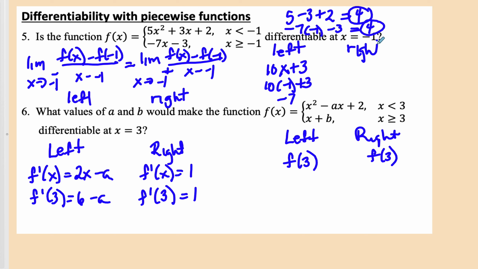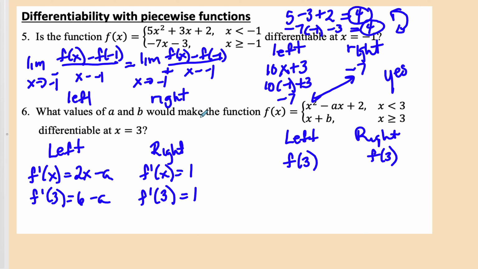Let's take a look at the right-hand side. The right-hand side, the slope is -7, always -7. So since these two slopes are the same and the two y values are the same, then we can say yes, this is differentiable. They're meeting and they have the same slope.